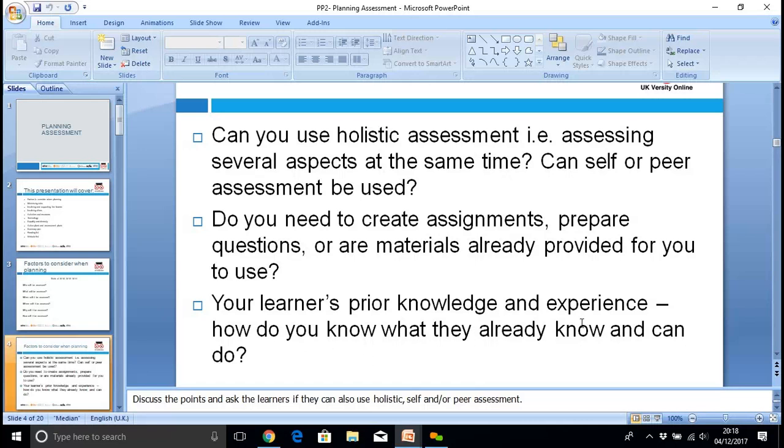Learners' prior knowledge and experience. How do you know what they already know and can do? Usually, if they've been on some form of training program or achieved a certain qualification, you can look earlier at the initial assessment and diagnostics to find out what's been achieved already and where they can go from here.